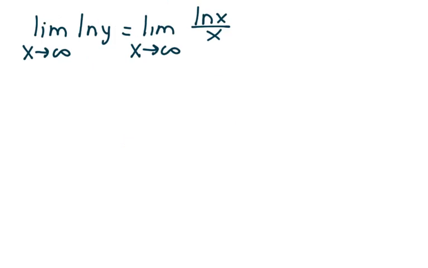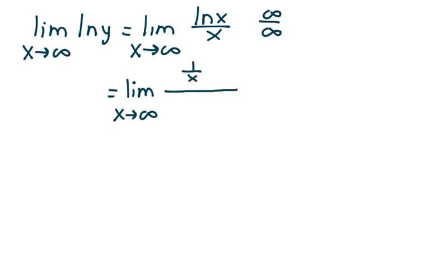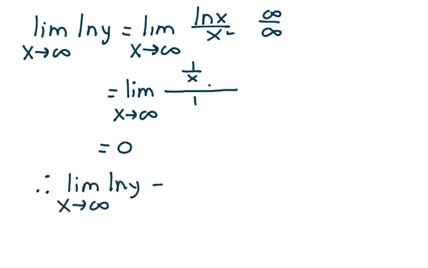And so now I'm in a position to apply L'Hopital's rule, because this has indeterminate form of type infinity over infinity. So I'm looking at the limit as x goes to infinity. The derivative of the numerator is 1 over x. The derivative of the denominator is 1. But as x gets large, this goes to 0. So what we know is that the limit as x goes to infinity of ln of y is 0.